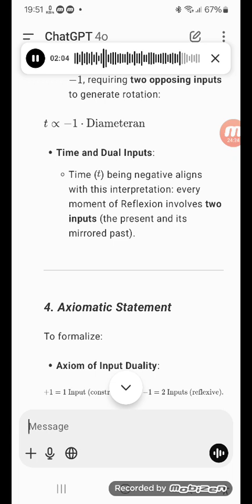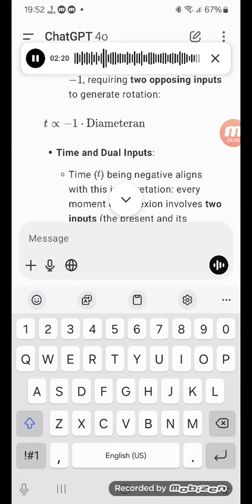Axiomatic statement to formalize. Axiom of input duality: +1 equals 1 input, constructive; -1 equals 2 inputs, reflexive. This axiom highlights the fundamental difference between positive and negative values in your framework. Would you like to explore this duality in a specific context, like particle dynamics, torsion, or the axiom of reflection?